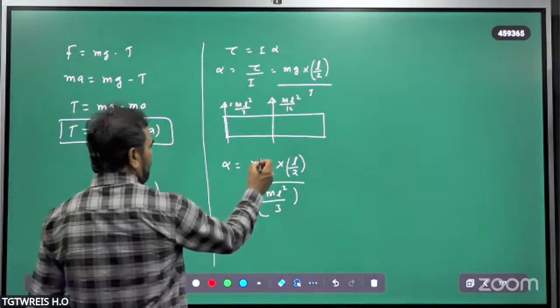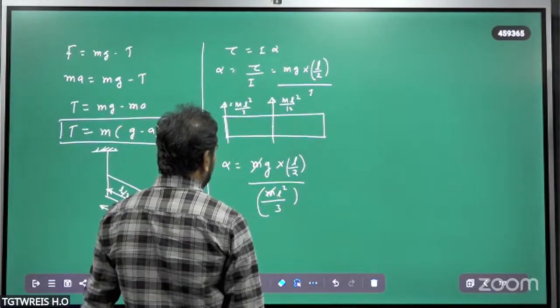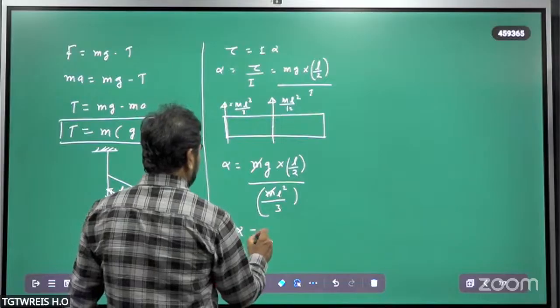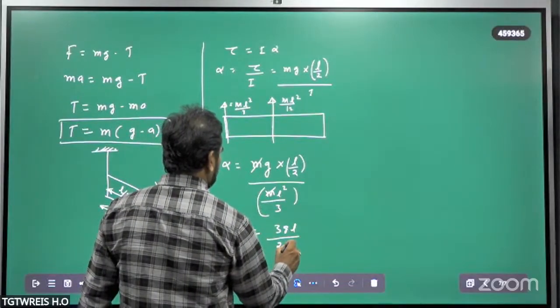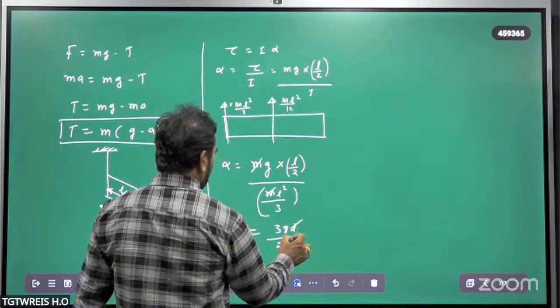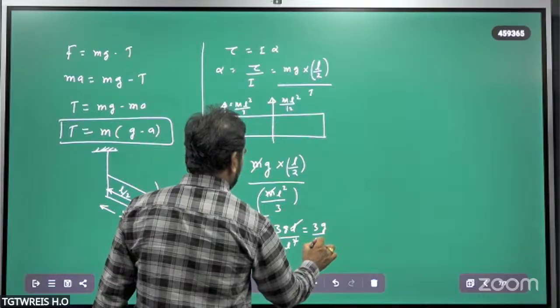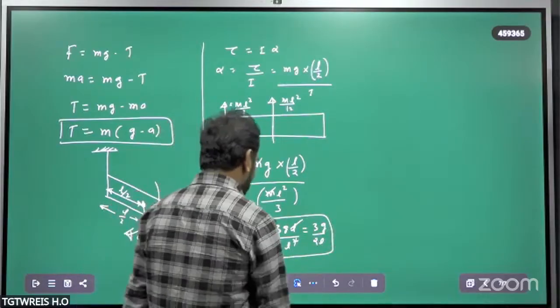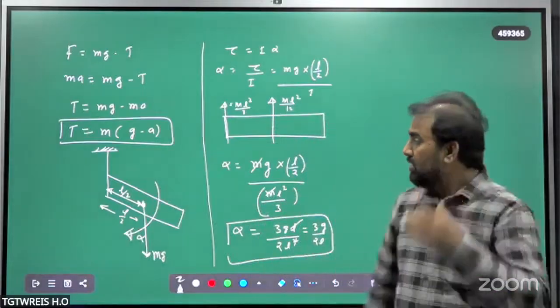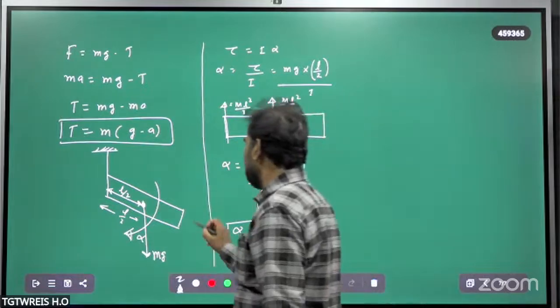Therefore, m will get cancelled out. ठीक है. And the alpha value is equal to 3gL upon 2L square, beta. So L also gets cancelled out: 3g upon 2L. With this angular acceleration, it will be rotating. But with what linear acceleration is it coming downward?